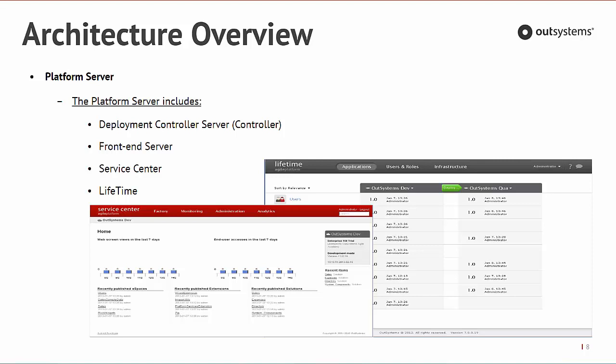As for front ends, they are the environments where applications actually run. They run a standard web application server. In the Java case, it's either JBoss, WildFly, or WebLogic, complemented with some extra OutSystems services that provide the rest of the functionality of the platform. So a platform server installation can have several front-end servers, whereas only one controller.